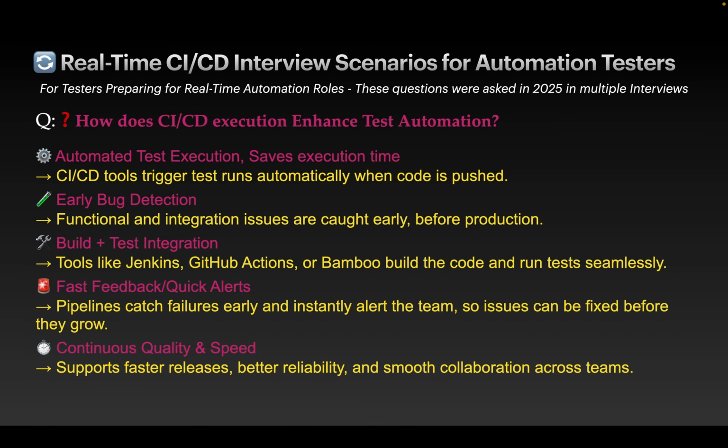So the next question is, how does CI/CD execution enhance test automation? You might be well aware of this question because locally your test takes 1 hour to complete. In the pipeline it will get executed in 30 or 20 minutes, because in most pipelines we run tests in headless mode, which is way faster than local execution. That is one major advantage.